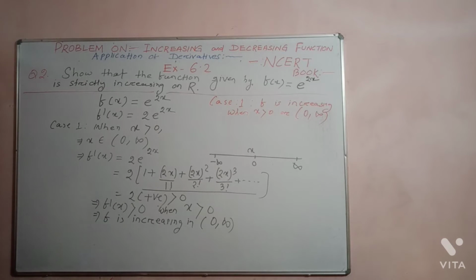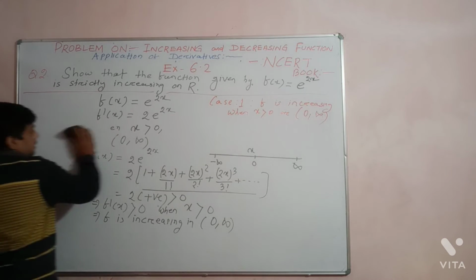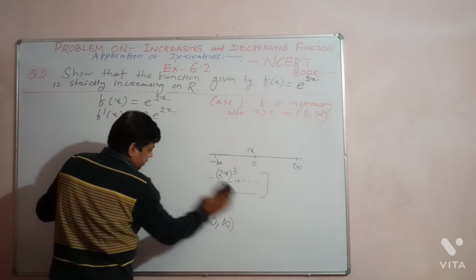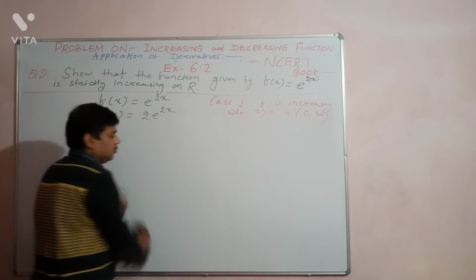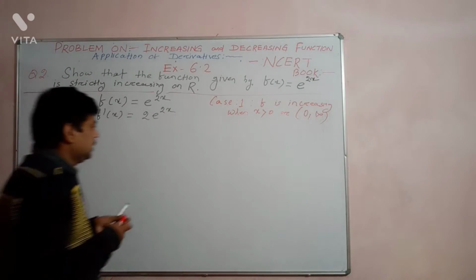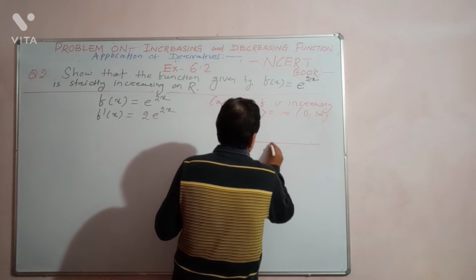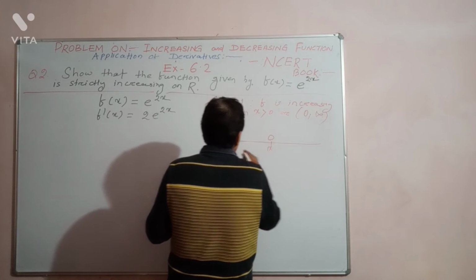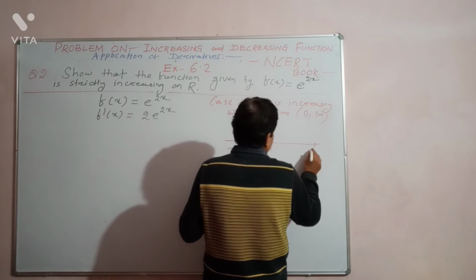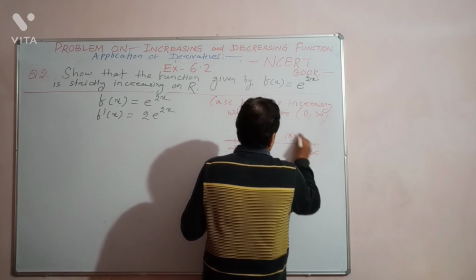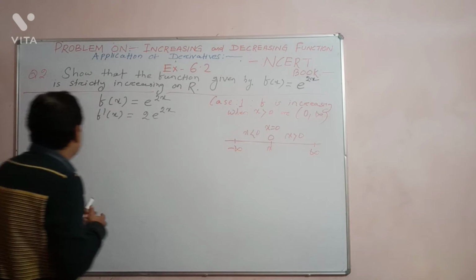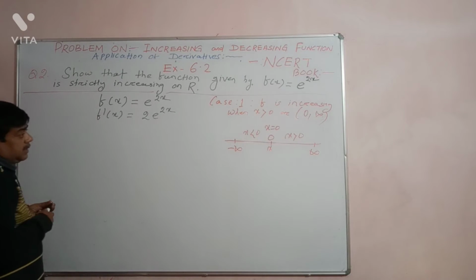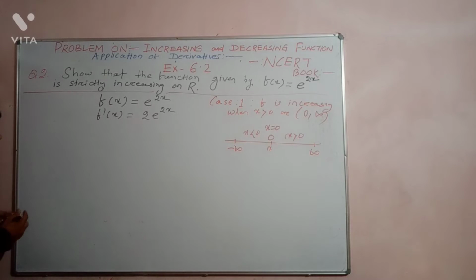Case 2 is when x is equal to 0. Okay, let us write down. Is it clear? Here x is equal to 0, here less than 0 and here greater than 0. We got here x is greater than 0, here x is less than 0, and x is equal to 0. In 3 cases we have to see. So case 1 we already got. In case 1, f is increasing when x is greater than 0 and in the interval 0 to infinity, right?